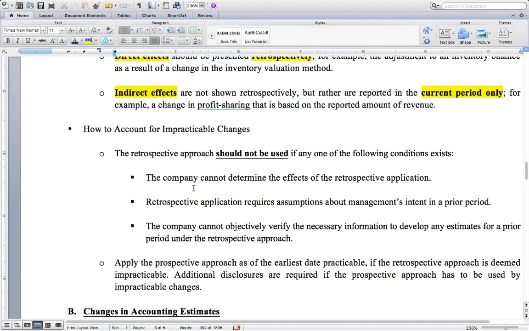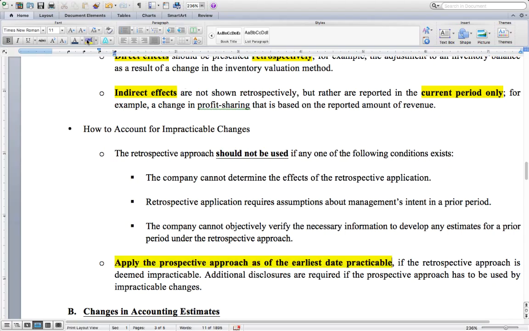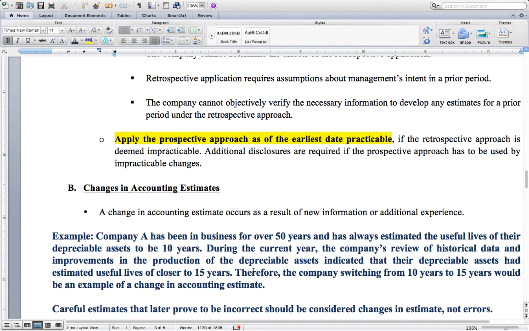retrospective approach. I would say, from my personal experience and practice, most companies are able to use the retrospective application. It's not frequent that they cannot figure out this information and be able to apply it. Therefore, if a company determines that it is impractical to apply the change in accounting principle retrospectively, they would apply it under the prospective approach. But if they do this, additional disclosures are required to detail why they are doing this and the approach that they're taking.